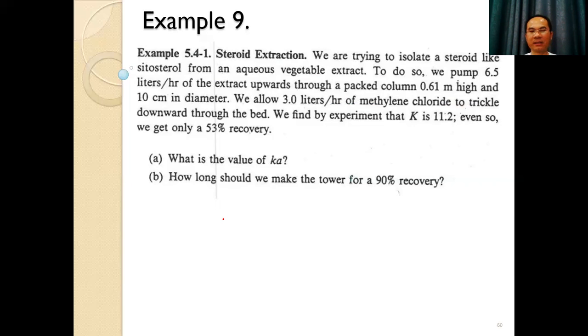A is the surface area divided by volume. That's right. And how long should we make the tower for 90% recovery? If we would like to achieve 90% recovery, what is the height of the column? But from the problem statement, we know it is 53% recovery. We know the height is 0.61 meter. My question is, what is the height of the column if we would like to increase the percent recovery?